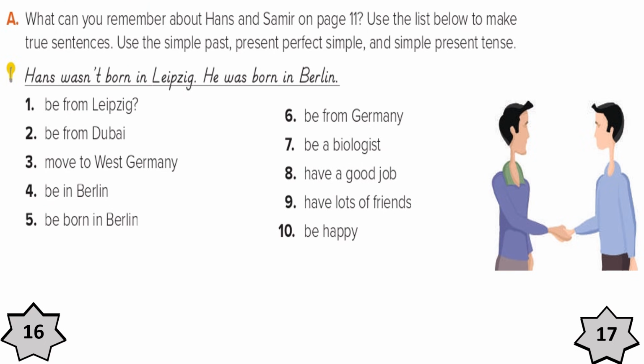A. What can you remember about Hans and Samir on page 11? Use the list below to make true sentences, استخدم العبارات في الأسفل لتكوين بعض الجمل. Use the simple past, present perfect simple and simple present tense. Look at this example. Hans wasn't born in Leipzig. He was born in Berlin.